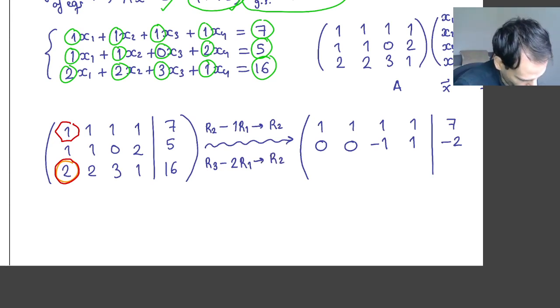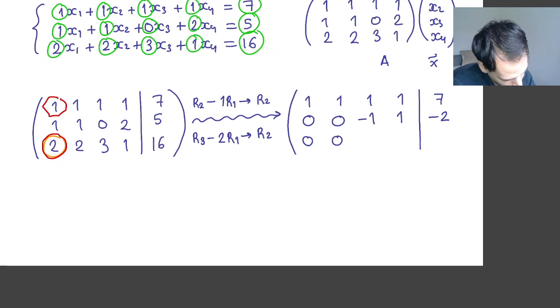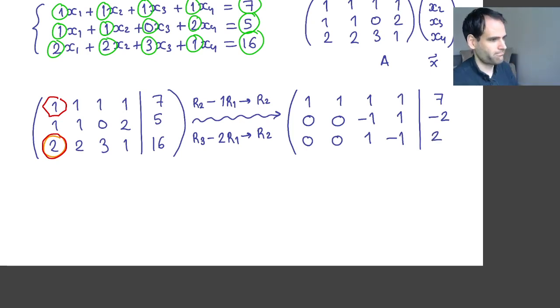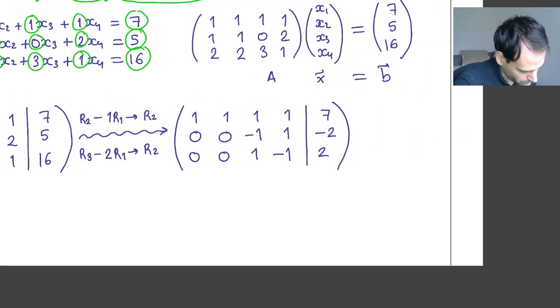Okay, so 2 minus 2 is 0, 2 minus 2 is 0, 3 minus 2 is 1, 1 minus 2 is minus 1, and 16 minus 14 is 2. Great. So those are our first two Gaussian steps. So now we are here.